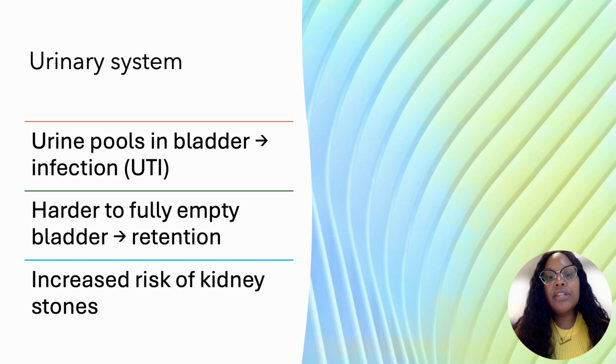With UTIs, you just want to make sure that you're trying to put this patient on a toileting schedule. If they do develop a UTI, then we would want to give antibiotics. And if they do have kidney stones, we want to make sure that we are straining their urine.